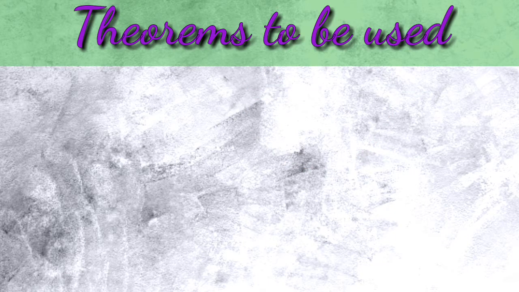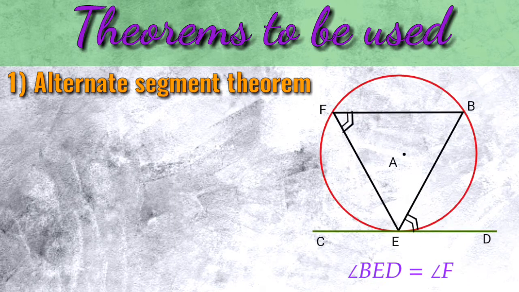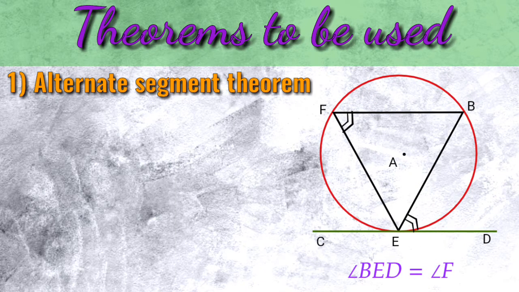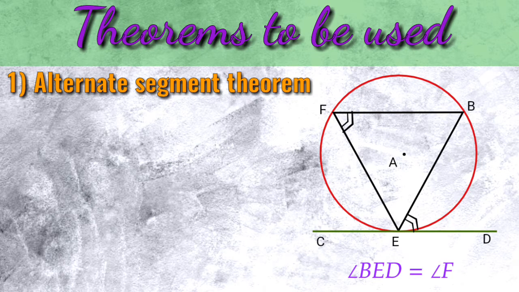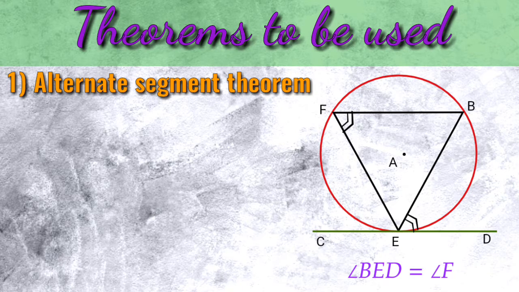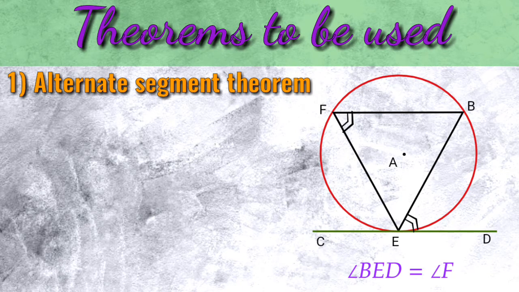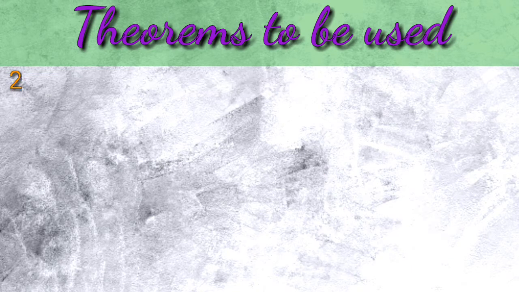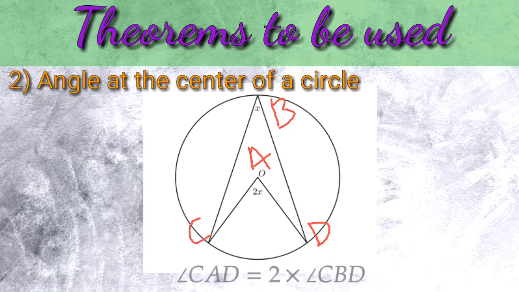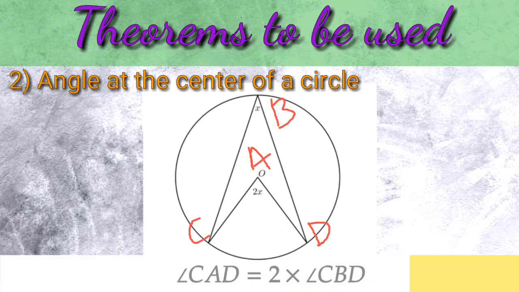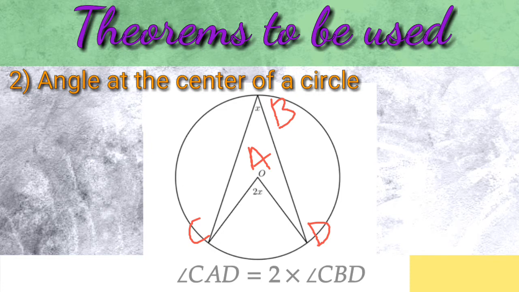We should discuss briefly two more theorems which are to be used to prove the given question. That is, the angle formed by the chord and tangent is equal to the angle formed by the chord in its alternate segment. That means angle BED is equal to angle F. And the next theorem required is, the central angle of an arc is double of the intercepted angle. That means angle CAD is double of angle CBD.